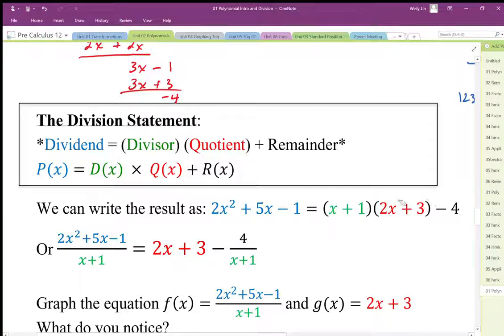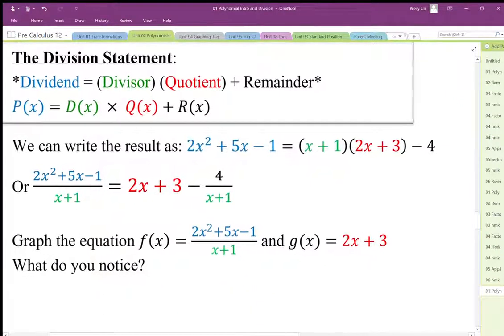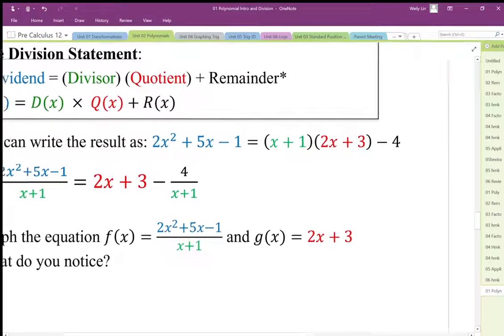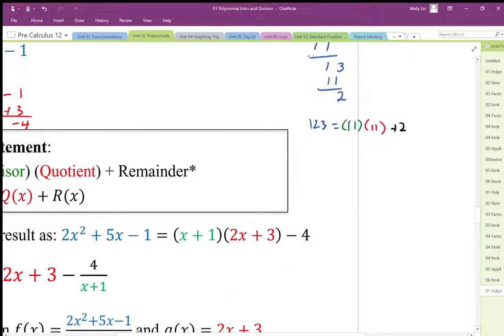We can also write it in its divide form. So we can just show it as 2x squared plus 5x minus 1 divided by x plus 1. I have to divide everything by x plus 1. The x plus 1 cancels, so I'm just left with 2x plus 3, and the negative 4 is divided by x plus 1, so I get that. So this is the division form.